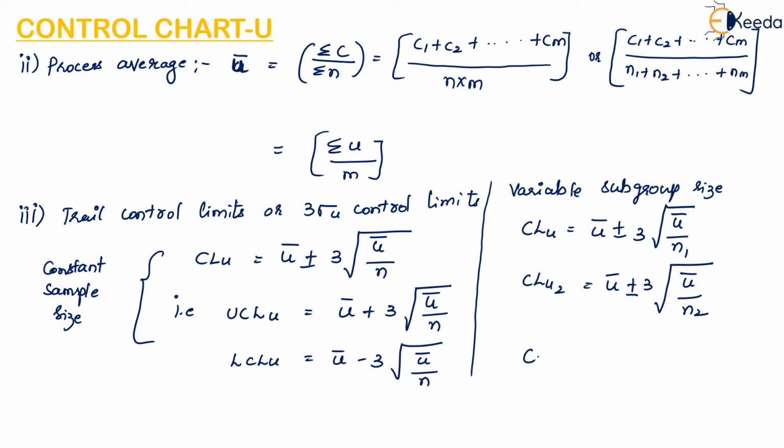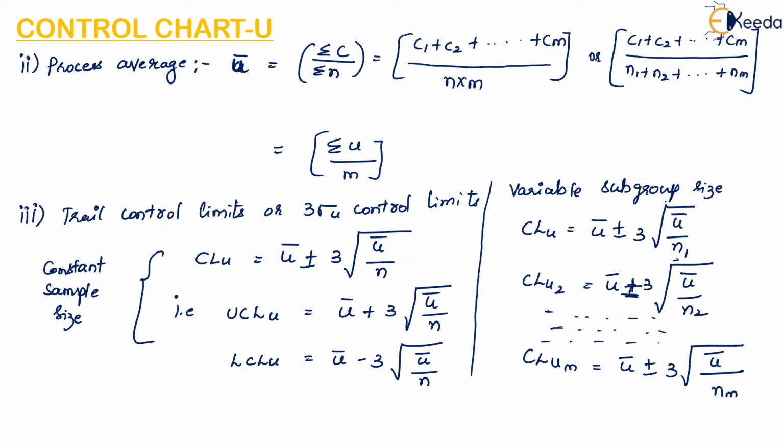The same way till the last sample, we will write UM is equals to U bar plus or minus 3 into root of U bar by NM. So we will apply plus for the upper control limit and minus for lower control limit for each sample size in the variable sample size. So if the lower control limit is negative, then we should consider it as 0.